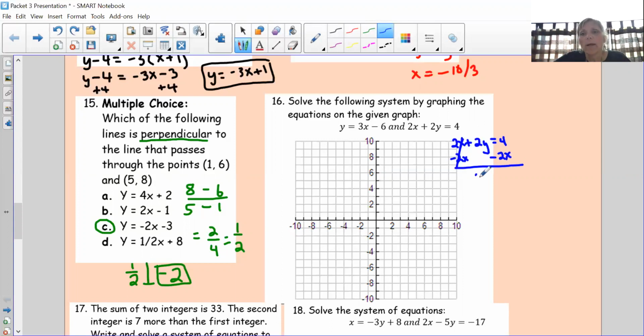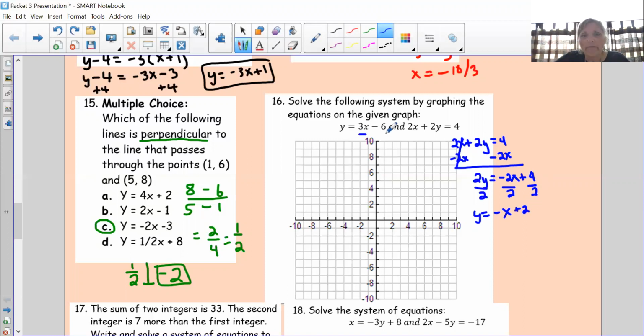2y equals, okay, you cannot add or subtract these, so I'm writing them beside each other. Negative 2x plus 4, because 4 is positive. Then I'm going to divide everything by 2. All 3 terms divide by 2. So y equals, 2 divided by 2 is 1, so this is negative 1/1 x. And then 4 divided by 2 is 2.